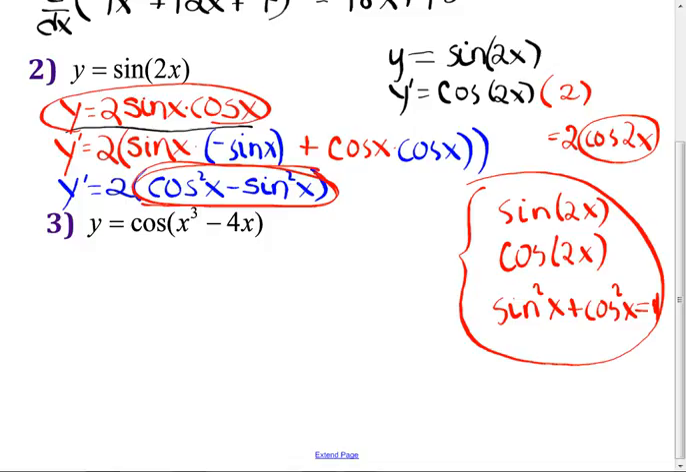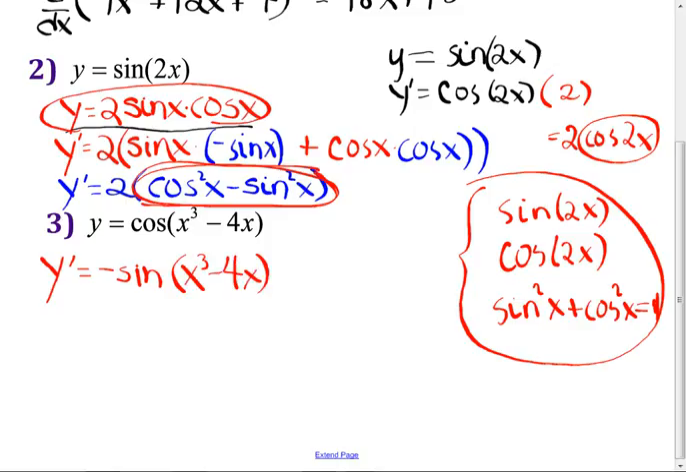I still have to use the chain rule. So what's y prime here? Now, what I do is I cover up the inside function. I take the derivative of the outside, which is negative sine of whatever's in there. What's in there? X cubed minus 4x.